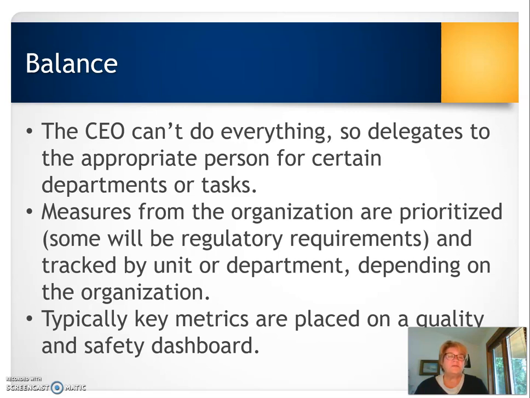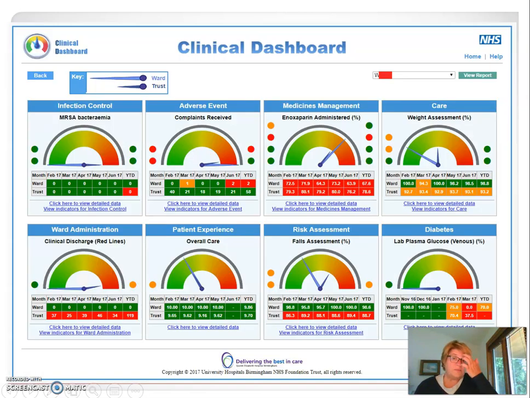There could be regulatory requirements, or there could be an internal issue that the organization's tracking. And usually these key metrics are put on a quality and safety dashboard. So here's an example of one. It's from the National Health Service in Great Britain. But it's pretty typical of a dashboard. And sometimes they're just graphs. Sometimes they have these little dials. There are all different ways to report them.